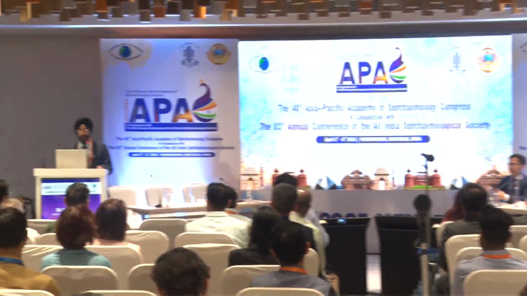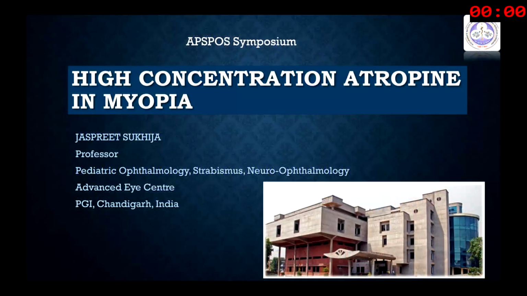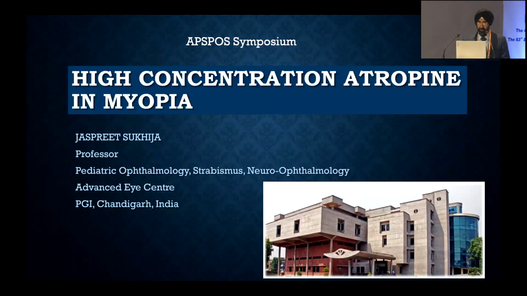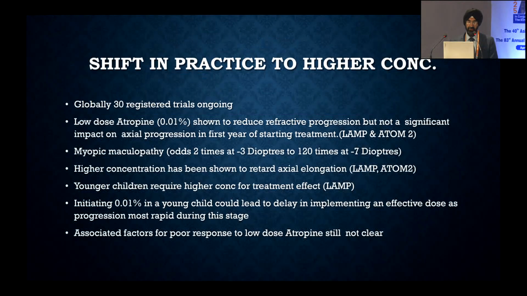Thank you. And moving on to higher concentrations, 0.01%, which is the most widely studied and has been there for some time. But there are other concentrations which have come up. And why is there a shift in the practice to higher concentrations? There are globally 30 registered trials which are going on from low concentrations to high concentration. And we're going to have the results very soon.